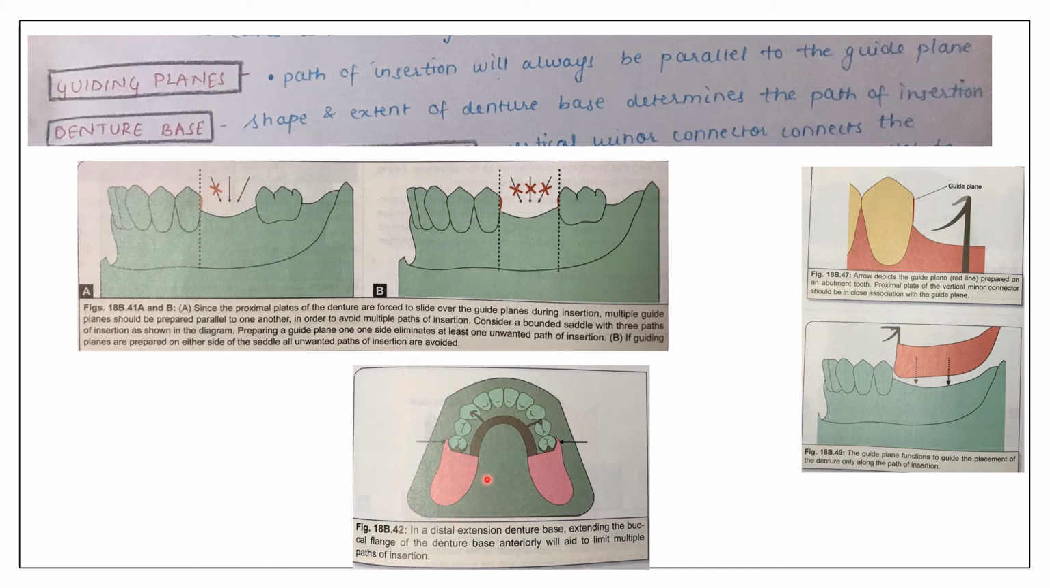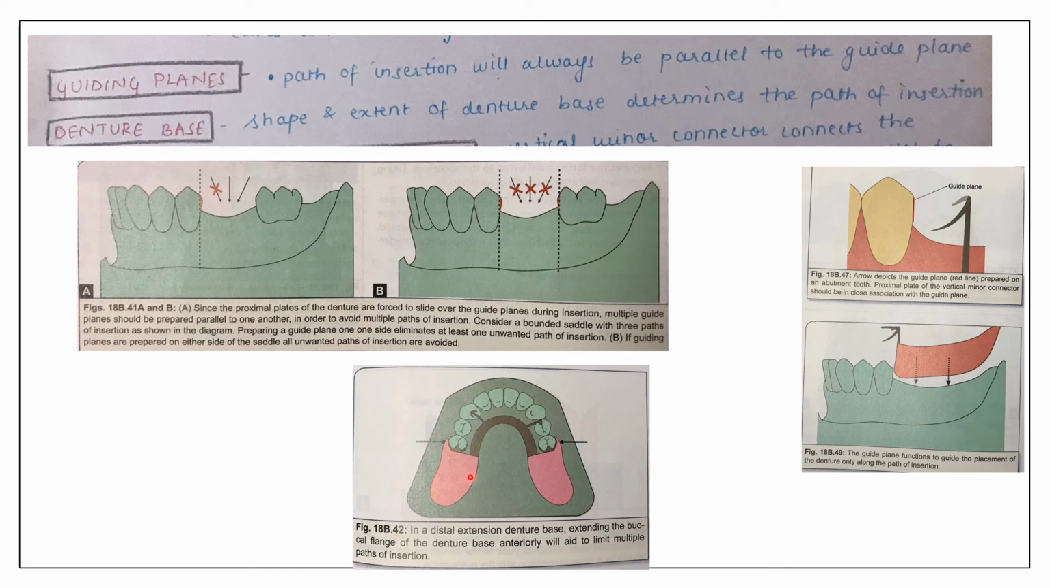If a distal extension denture base is made to extend anteriorly on both sides, it tends to embrace the abutment, limiting multiple paths of insertion. Now the problem with this, so this is a distal extension case. Basically, a distal extension case is nothing but Kennedy's class 1 and class 2, where it is tissue supported and tooth supported. So it is tooth supported on one side and tissue supported on the other side, as there are no teeth present posteriorly. So this is a distal extension case.